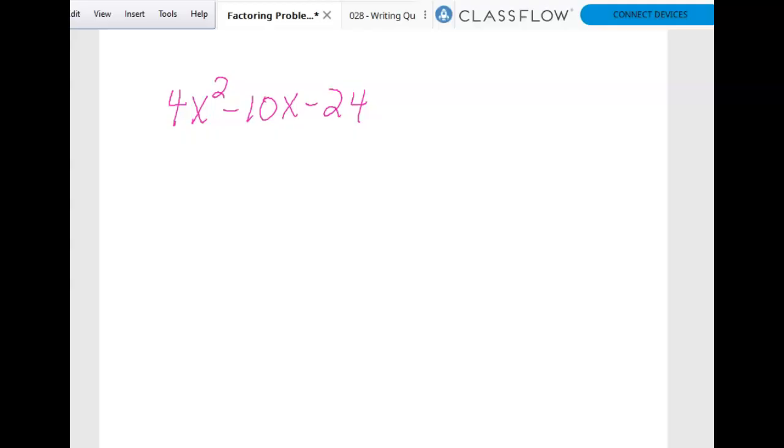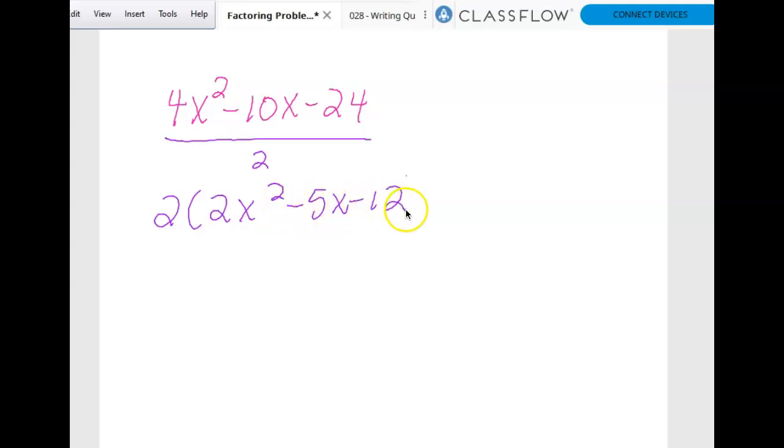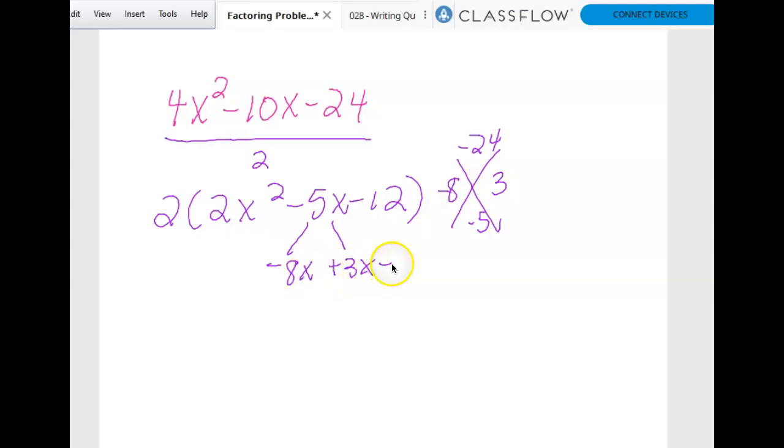Y'all, what is the greatest common factor this time? All right, so I'm going to divide by 2. And then what? 3 terms. So now I have to do this. So 2 times negative 12 gives me negative 24. And this is negative 5. So, and then how do I sign them? Okay, so I'm going to have negative 8x plus 3x minus 12.